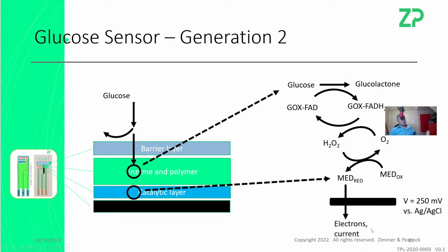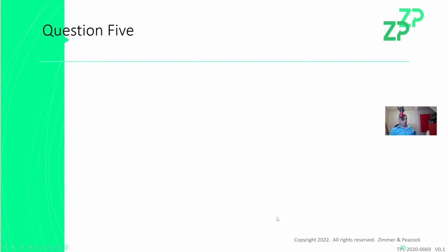So the difference between generation 1 and generation 2 is that generation 2 is slightly more complicated to manufacture. It has a catalytic layer in there, which allows us to lower the voltage and helps with specificity by being less reactive to interferences like ascorbic acid and acetaminophen. Whether you go generation 1 or generation 2, it's quite a conversation actually. It's not a short conversation. I mean, that's really quite an in-depth, almost consulting project to even decide which way to go. But we do have both at Zimmer and Peacock.